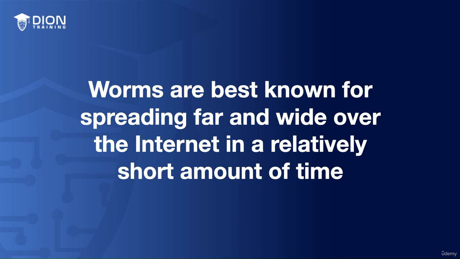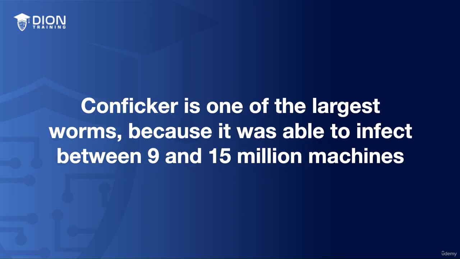Now, there's another major worm that we saw back in 2009, and this one was called Conficker. Now, Conficker is probably one of the largest worms that we've seen to date as cybersecurity professionals because it was able to infect between 9 and 15 million machines. This worm was going through and infecting as many machines as it could find, and all these machines were missing a critical security patch for the Windows operating system, specifically the Microsoft patch known as 08-067.